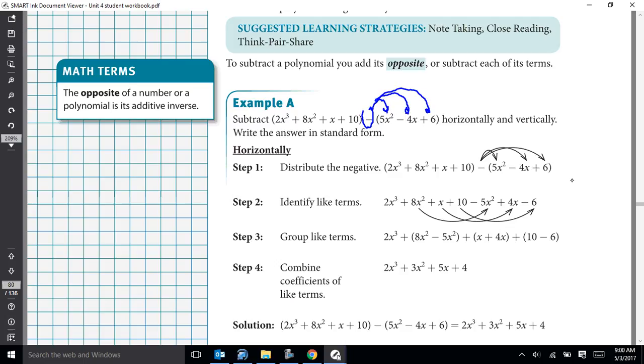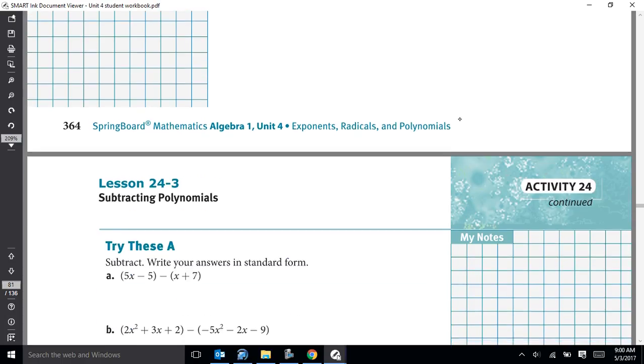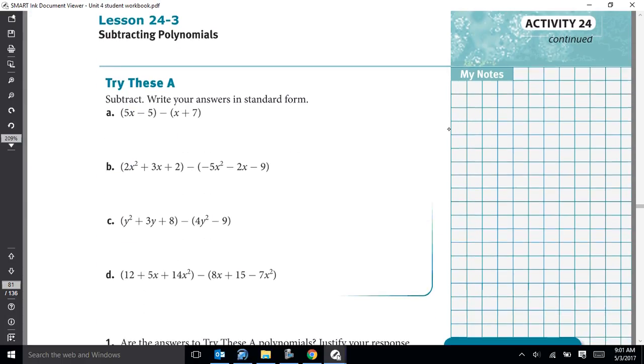So let's do one together. You guys can read through that. Let's do this one here together. We have 5x minus 5, and we're subtracting this whole quantity, the whole x plus 7. So our first step, we are going to distribute our negative sign.